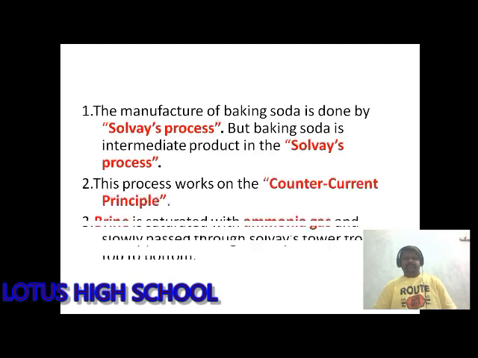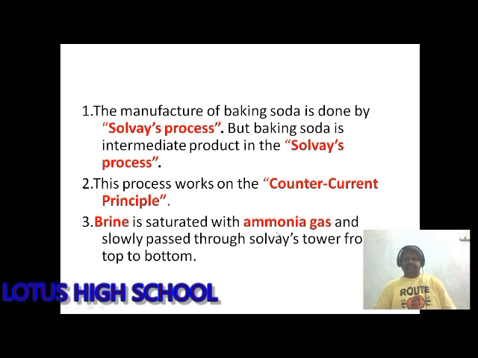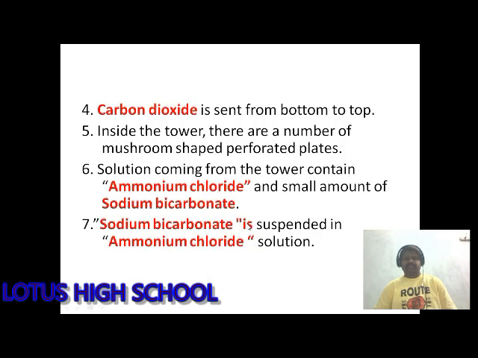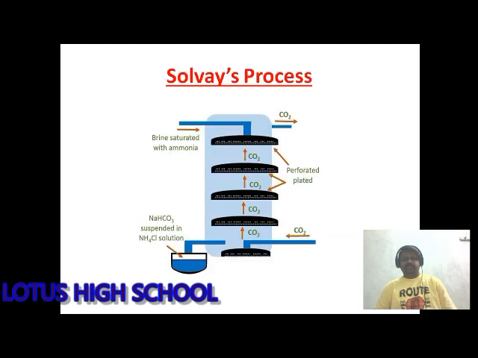Third point. Brine saturated with ammonia gas slowly passes through the Solvay's tower from the top to bottom. Next, carbon dioxide is sent from the bottom to the top. Carbon dioxide gas is slowly sent into the tank in the upward direction, that means bottom to top, while brine saturated with ammonia goes top to bottom.